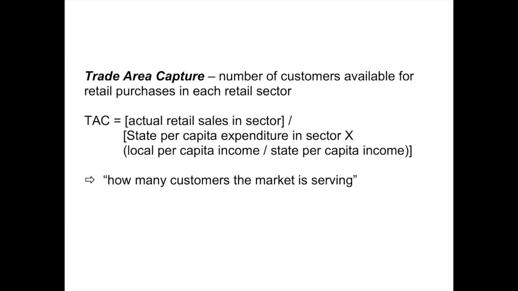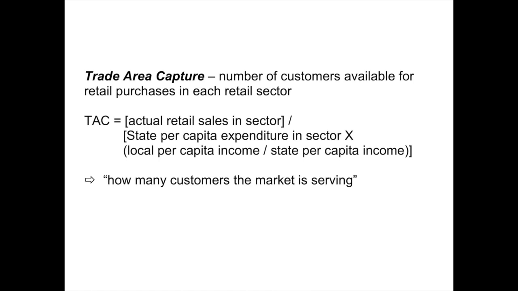Also, you calculate an income adjustment factor that is local per capita income divided by state per capita income. So if local per capita income is twice as large as state per capita income, then the income adjustment factor is 2. The income adjustment factor is based on the idea that certainly for most goods and services, people with higher incomes tend to spend more money. So if you are basing the trade area capture on state per capita expenditures in the retail sector that you're studying, you want to adjust that amount either up or down, depending on whether local per capita income is higher or lower than state per capita income.